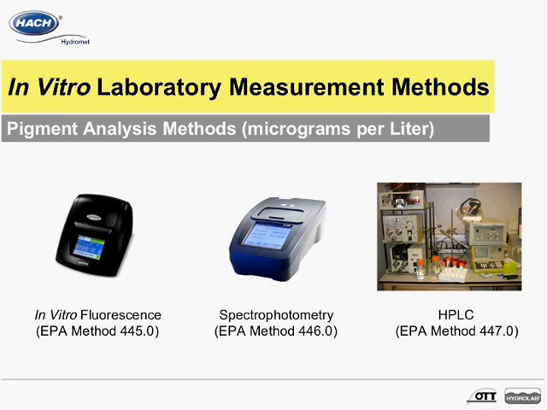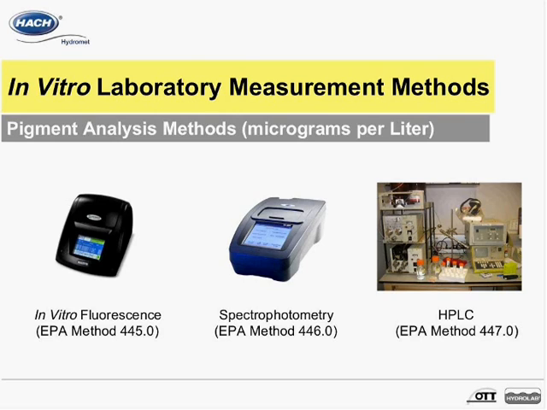Other common laboratory methods involve various laboratory procedures, reagents, and instrumentation to isolate and measure specific phytoplankton pigments. These methods include in vitro fluorescence, spectrophotometry, and high-performance liquid chromatography, also known as HPLC. In these methods, specific photosynthetic pigments are extracted from the phytoplankton cells using various techniques, and then concentrations of these pigments are determined with analytical instrumentation based upon unique properties of these pigments.